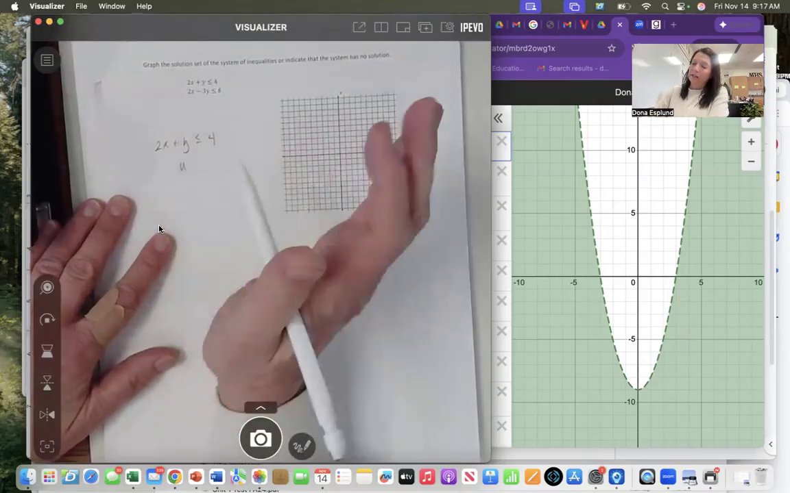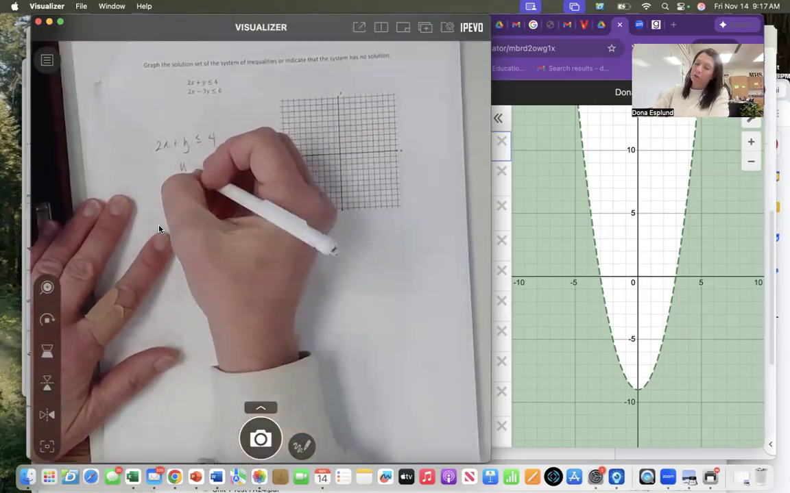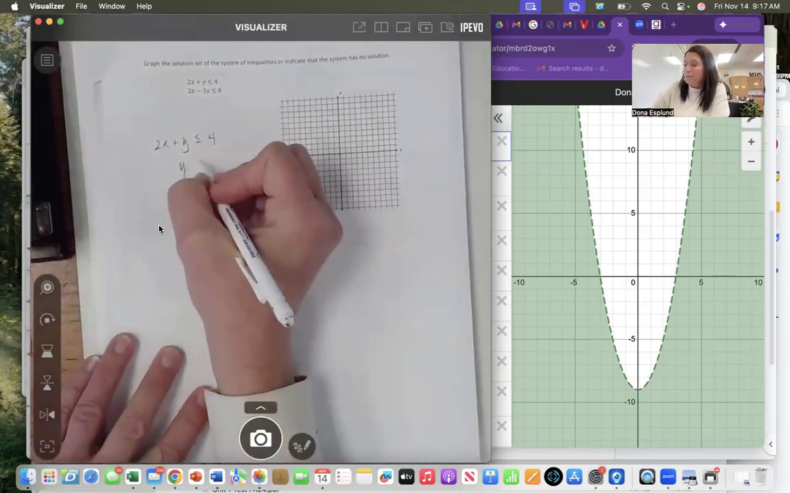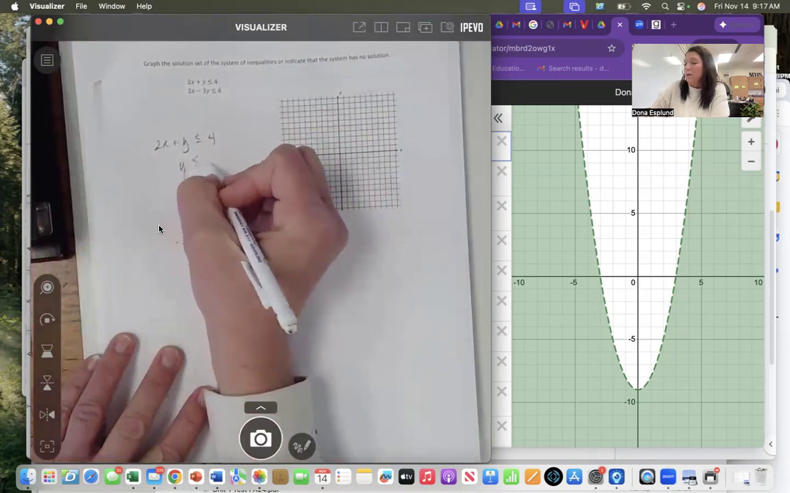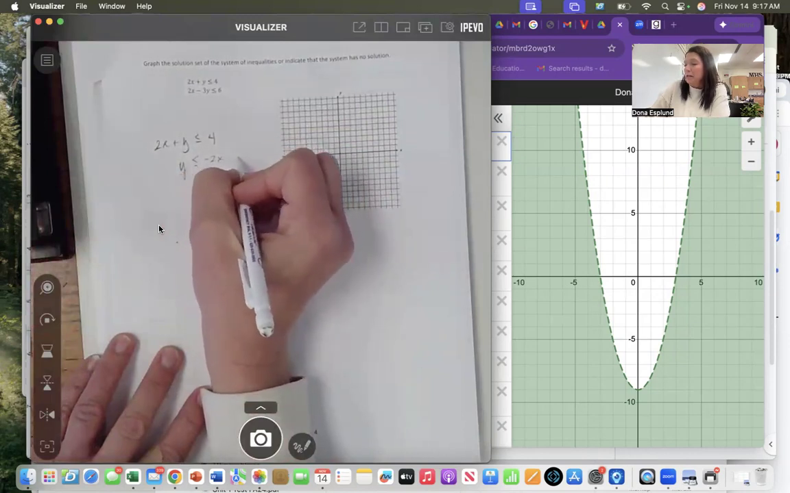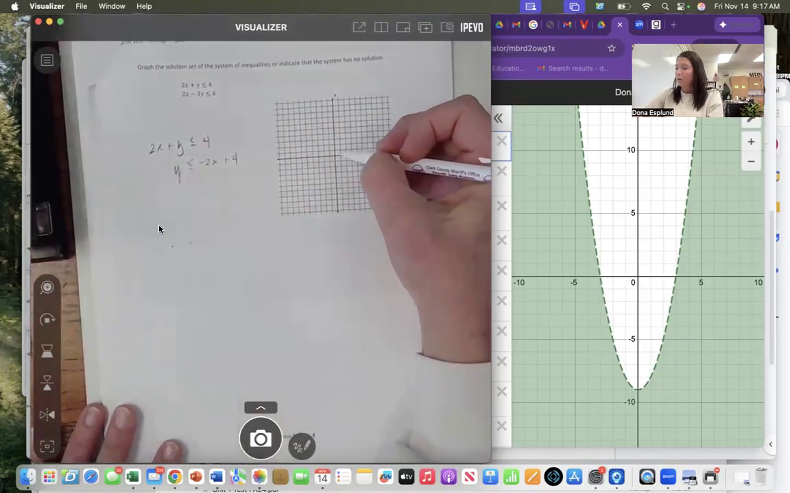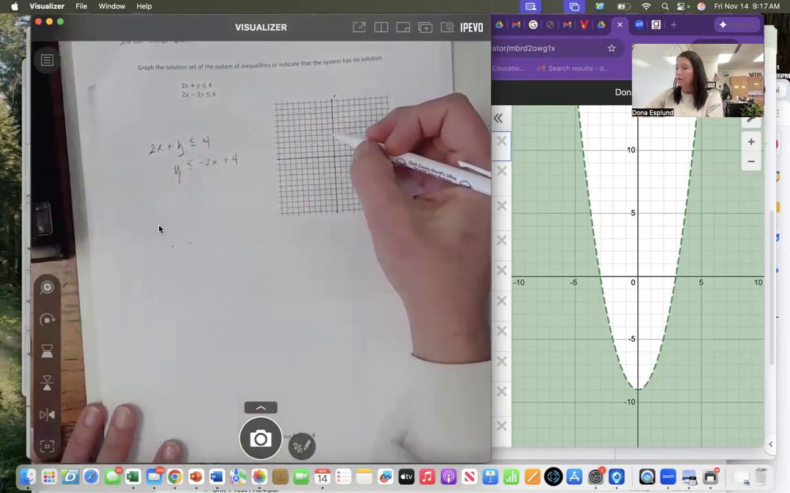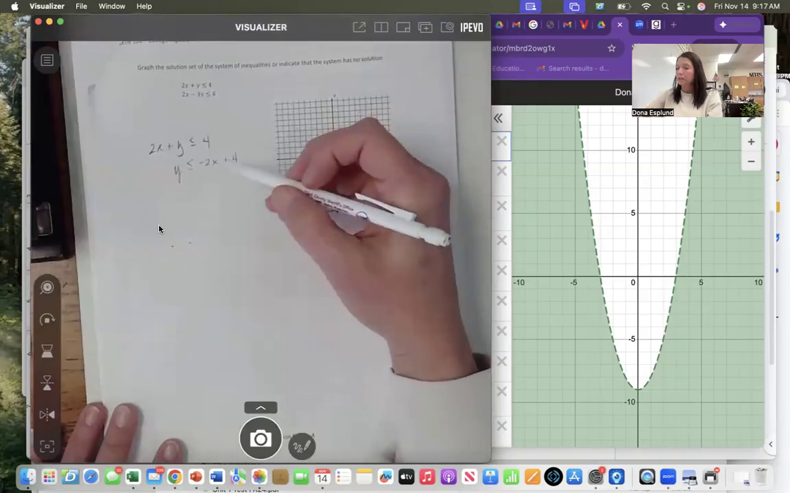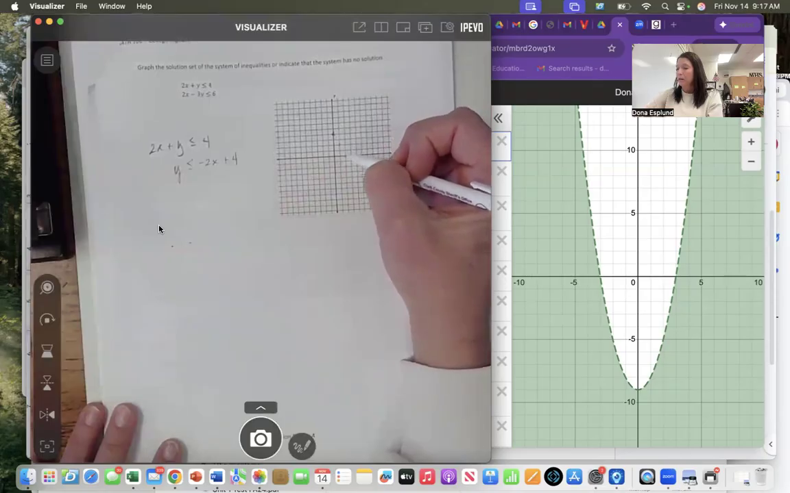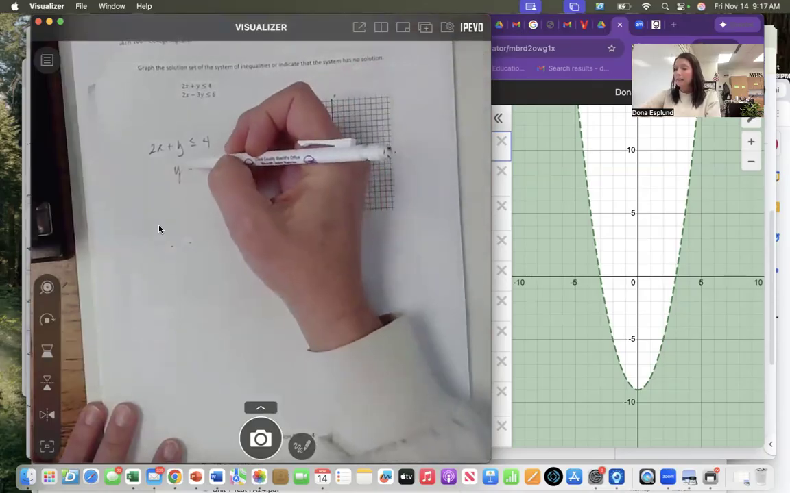So unlike the other one where I used the y-intercepts, this one I think the slope-intercept form makes a whole lot more sense. y equals negative 2x plus 4. That means I'm going to start with the value of 4. I'm going to come up 1, 2, 3, 4. And then my slope of -2 means I'm going to go down 2 and over 1, and down 2 and over 1.